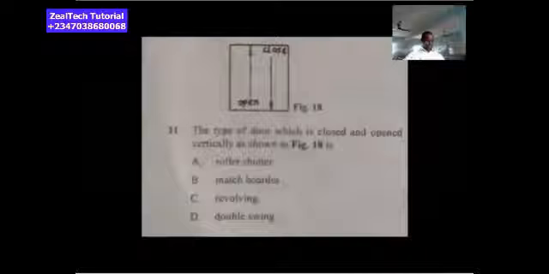31. The question is: the type of door which is closed and opened vertically, as shown in figure 18, is what? The answer is roller shutter. It can go up, it can come down. The other types of doors are not like this: matching door is different, revolving door, the one that goes round, double swing, the one you can open like leaves of a book.